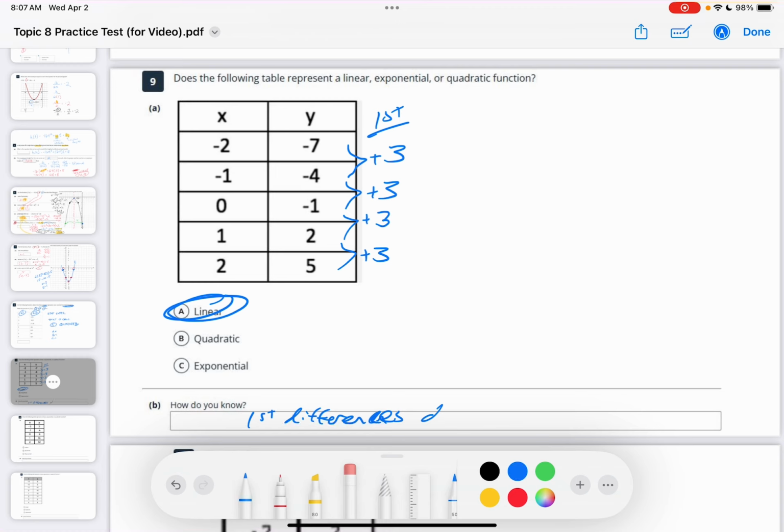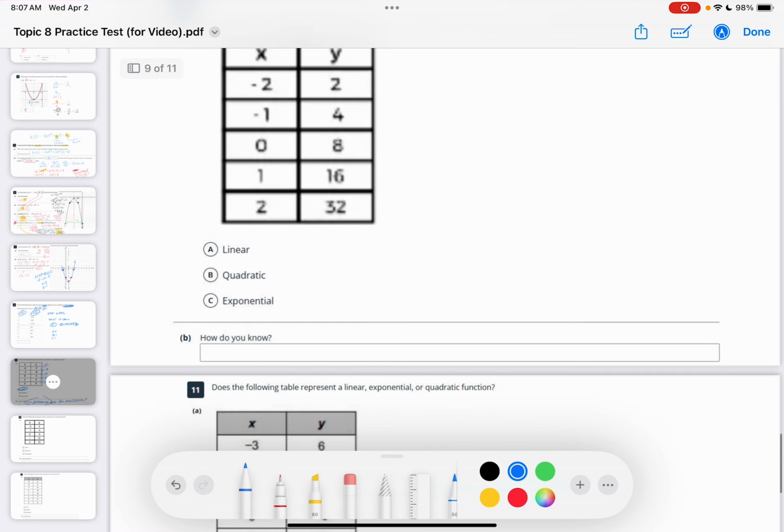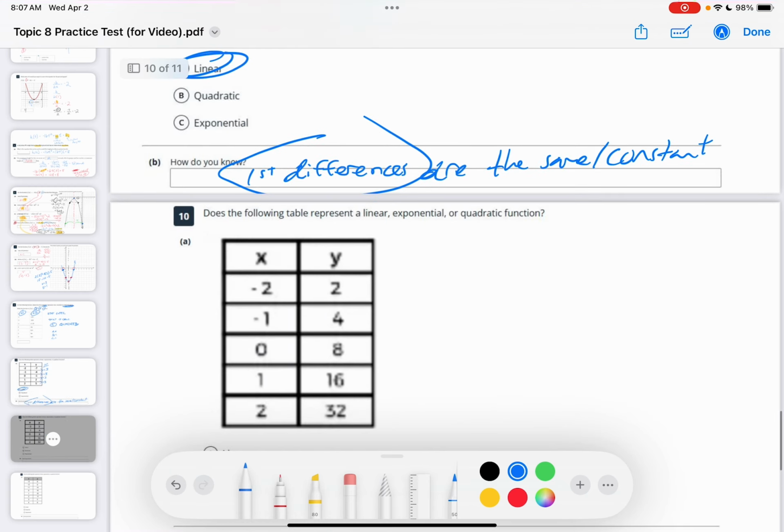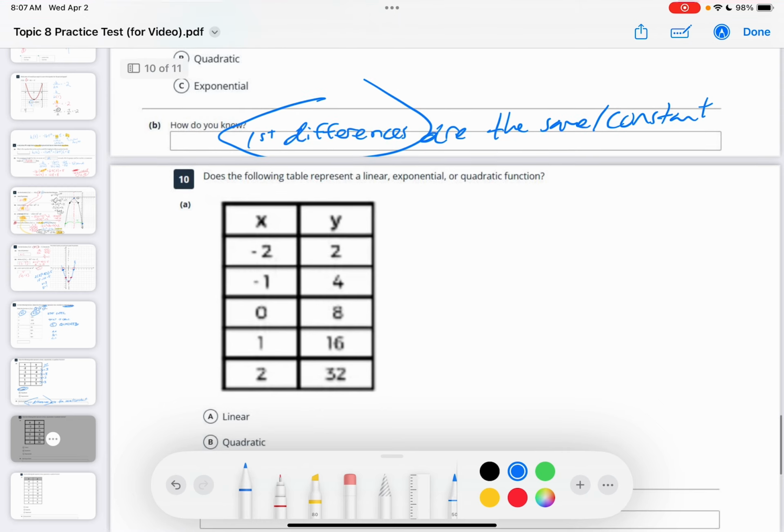Let me erase that. Let's try that again. My first differences are the same or constant, something along those lines, talking about first differences. Number 2, does the table represent linear, exponential, or quadratic? Again, we'll do the same thing. Let's look at our first differences.